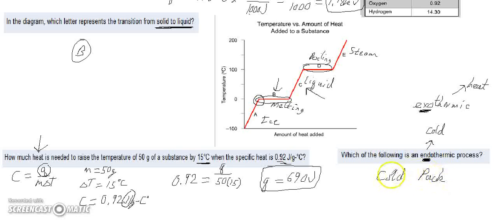Hopefully we saw this coming after that explanation. The cold pack is an endothermic reaction. It's absorbing heat from its surroundings, so it feels cold. If you put a cold pack on your sore shoulder, it's absorbing heat from your shoulder, and so your shoulder feels cold. Right? A heat pack would be an exothermic reaction. It's releasing heat, right? You put a heat pack on your shoulder, it feels hot because it's releasing heat. So endothermic feels cold, so the cold pack is our endothermic reaction.